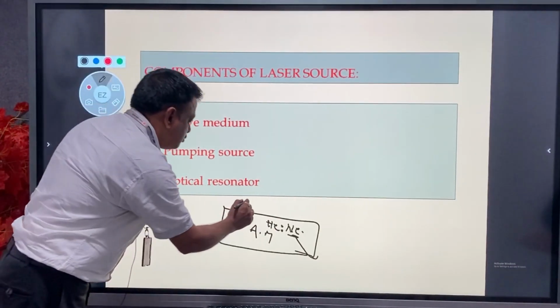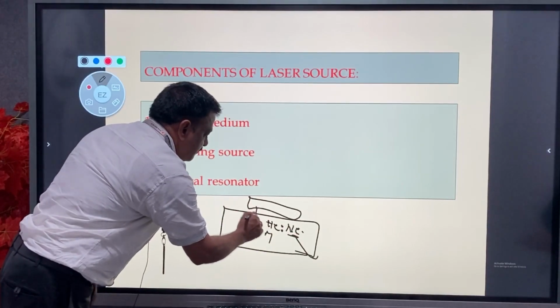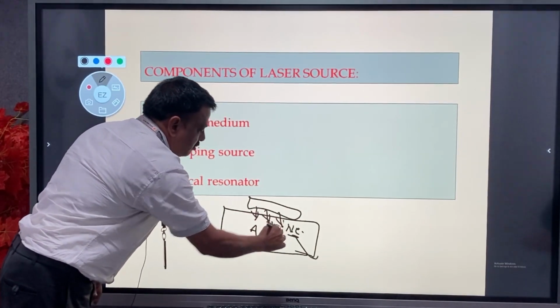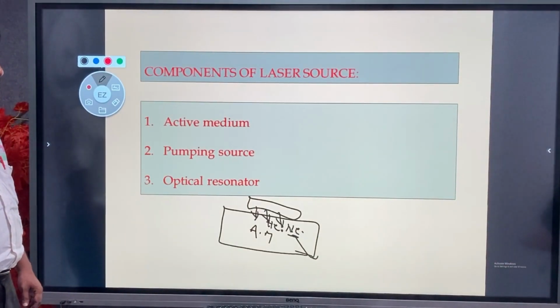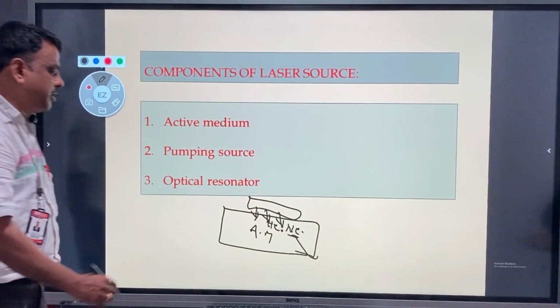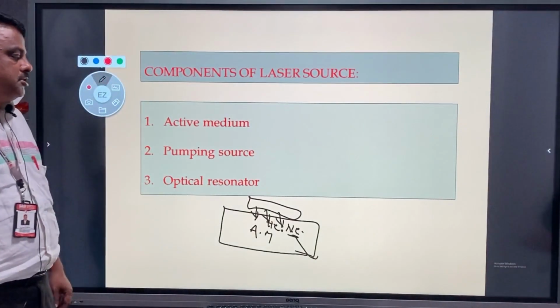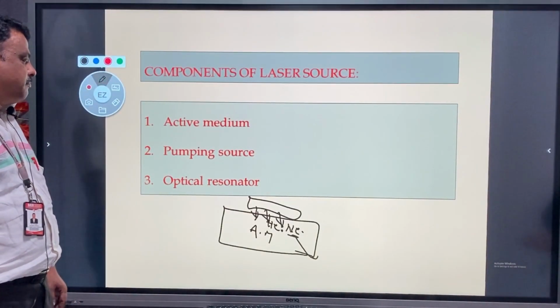Next, the pumping source. This is the pumping source for the active medium. Pumping source means to pump the atoms to the excited state to achieve the population inversion condition. That is the pumping source action.